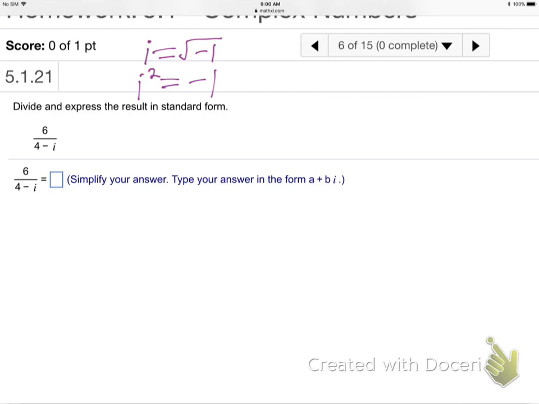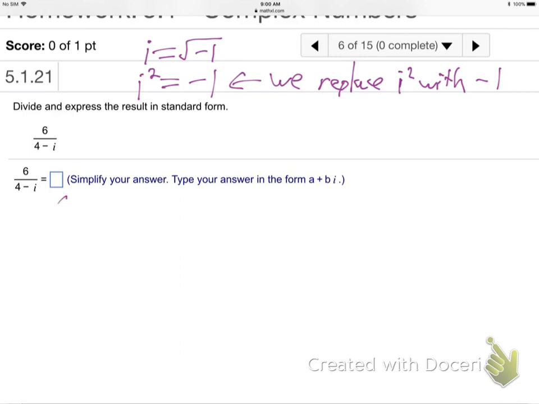So whenever we see I squared, we never leave I squared. We always replace I squared with -1. Whereas regular I, we just leave. But I squared, we always replace with -1.